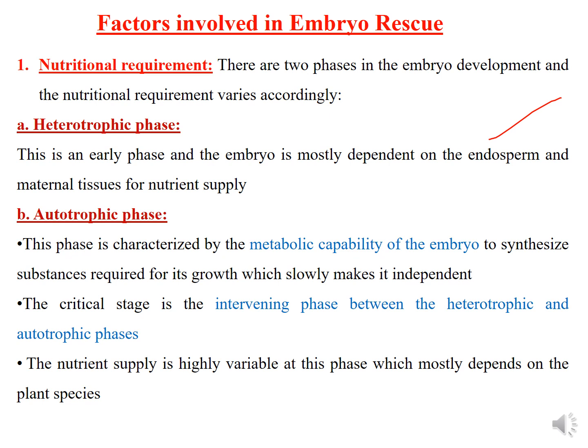This slowly makes it independent. These two phases are there, but an intervening phase, the conversion from the heterotrophic to the autotrophic phase, is the most important. The nutrient supply also varies according to which phase the embryo is in, whether heterotrophic or autotrophic.